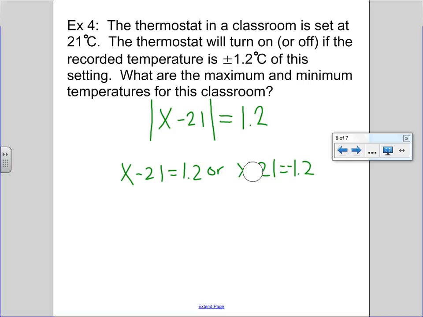Whoops, I didn't mean plus. Sorry. X minus 21, it stays the same each time. I just wrote the wrong thing.